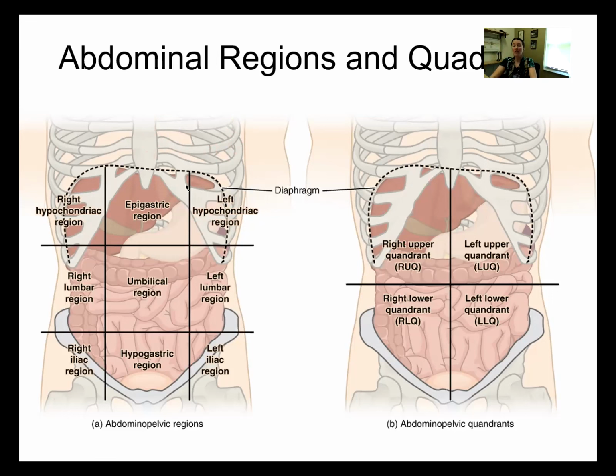These cartilages allow your chest to be flexible so you can breathe in and breathe out. So this region is literally hypo, under, chondro, cartilage. Okay, so hypochondriac literally means it's under the cartilage.